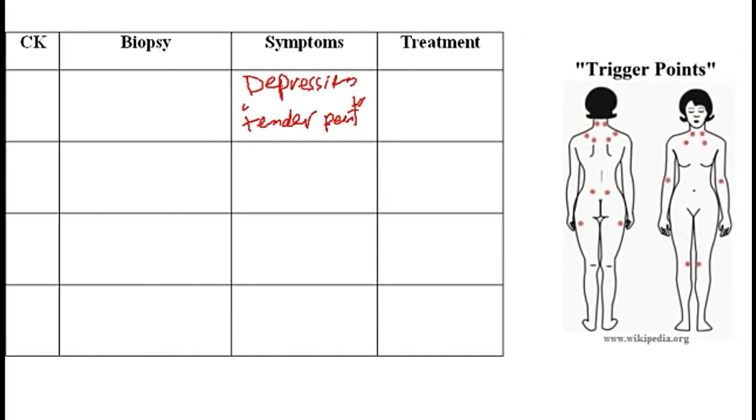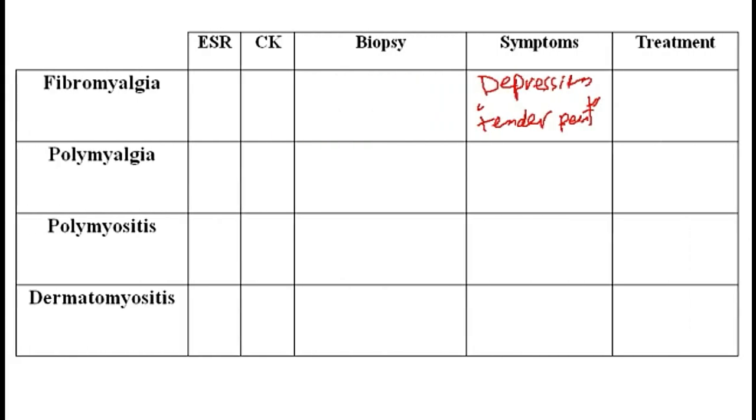And by tender points, I mean on physical examination, you will find that there are points that are tender on this patient. So these are the tender points, also known as trigger points. Since there are no findings, every lab is normal in these patients, you have to keep the tests at minimal and treat these patients with either an exercise program or antidepressants like TCA, SNRI, and SSRI.